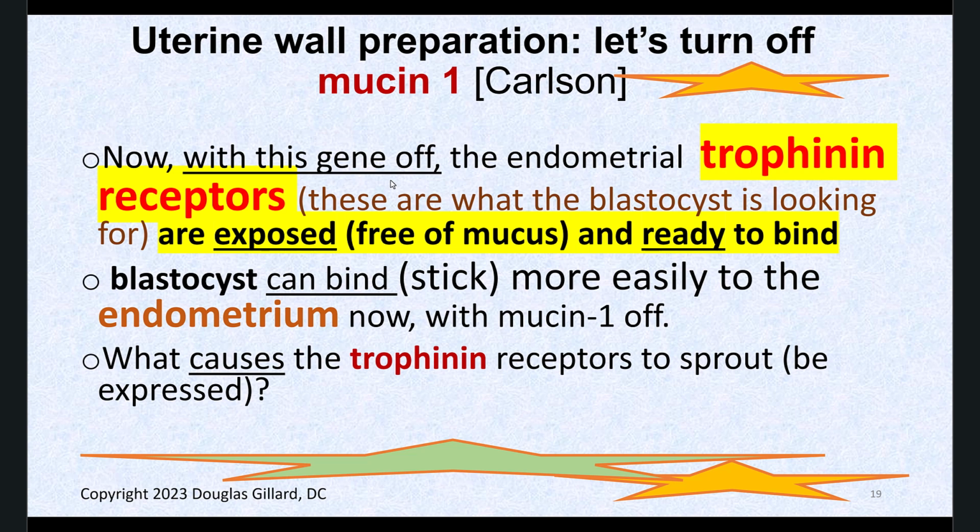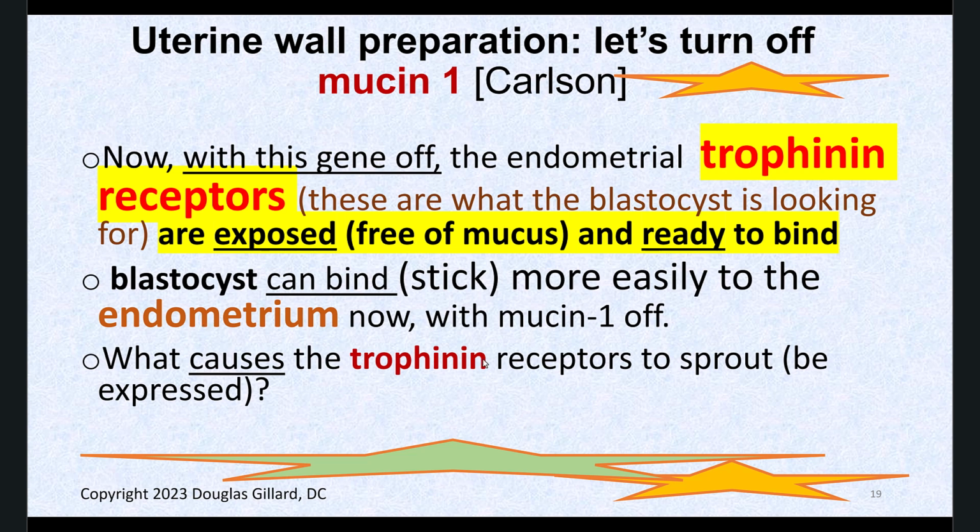We're not even going to talk about the process. Just the presence of the blastocyst through some unknown process turns off the mucus supply. And now the receptors become exposed. So we have the troponin receptor, which is what the blastocyst is looking for. These troponin receptors are on the endothelial cells of the endometrium. And that's what the blastocyst is looking to dock with.